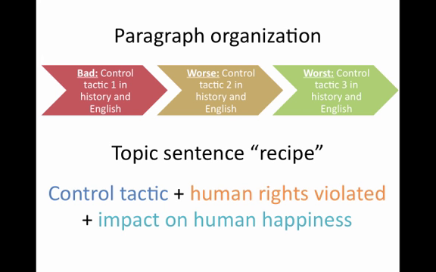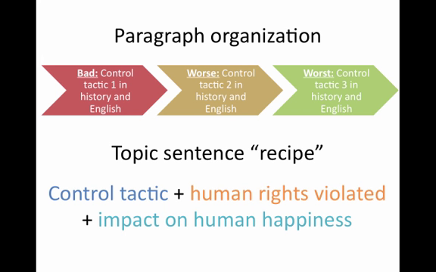In your paragraphs, you're going to go from bad to worse. So your first body paragraph will be a bad control tactic with evidence from history and English to show it. Your second body paragraph will be a worse control tactic, so it makes people more unhappy or it limits human rights in a worse way, and you'd have evidence from history and English. And then your third body paragraph will be the worst control tactic of the three.